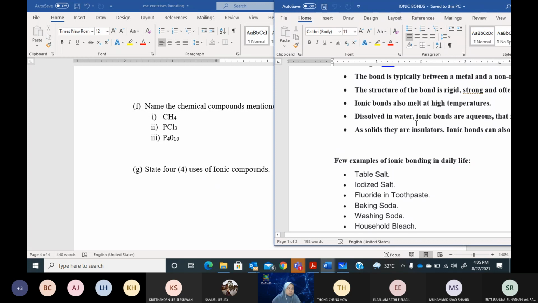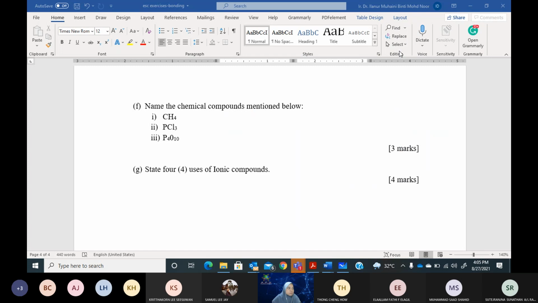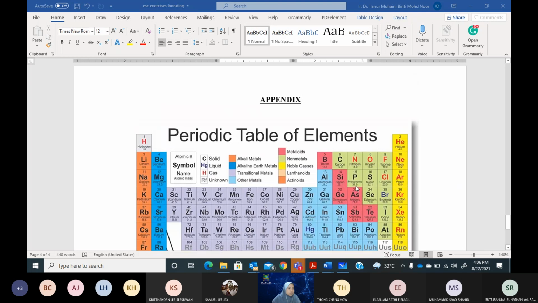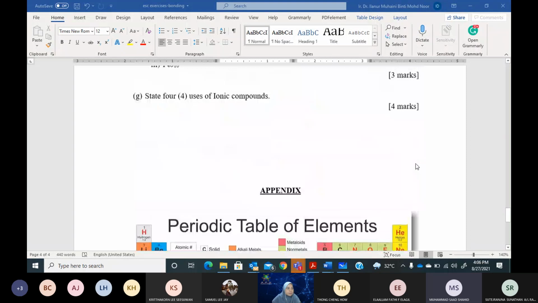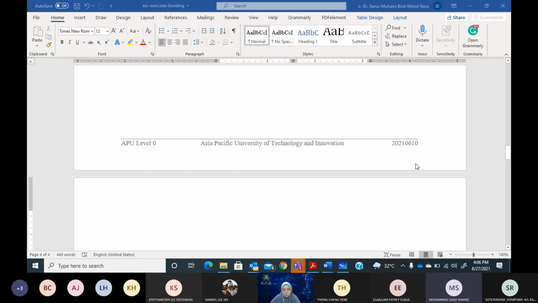So we have done, okay, in the question is also included this appendix, your periodic table. Excuse me, ma'am. Yes? Ma'am, but we have not done uses, for example, in our notes, the uses of ionic compounds are not mentioned. So how are we going to memorize it? You can Google. During the test?